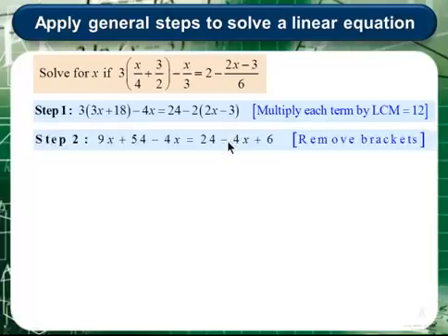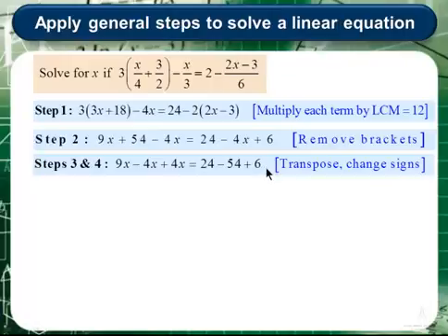Second step will be to remove the brackets wherever they appear in the resultant equation. So that means we have to multiply the 3 into this bracket and also the minus 2 into this bracket. Using the distributive property, we multiply out and we get 9x. 3 times 18 is 54, and in this case minus 2 times 2x, which is minus 4x, and minus 2 times minus 3 is plus 6.